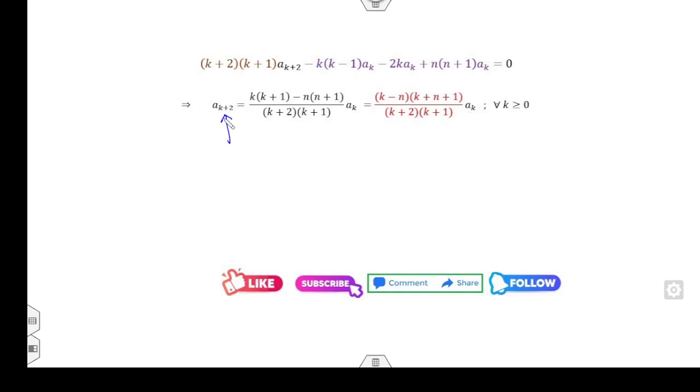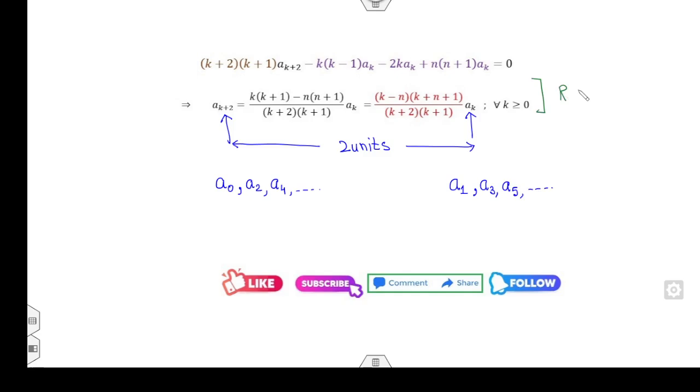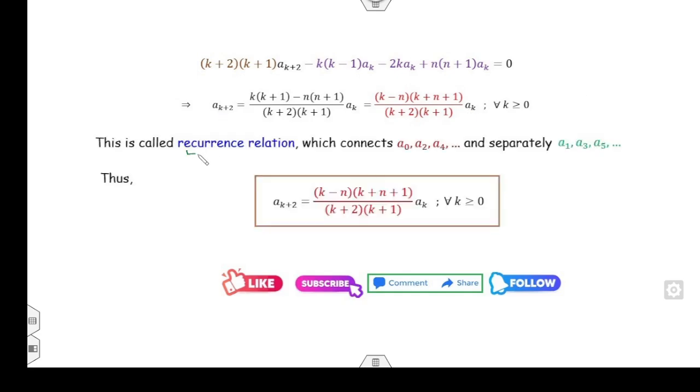Clearly say here the left hand side is a k plus 2, right hand side is my a k. The difference equation is jump by the 2 units. इसका मतलब अगर आप a0 निकालोगे, after that you will get a2, after that you will get a4 and so on. On the other hand, if you find the value of a1, then you will get a3 and then a5 and so on. Fine, and this equation is called as the recurrence relation.